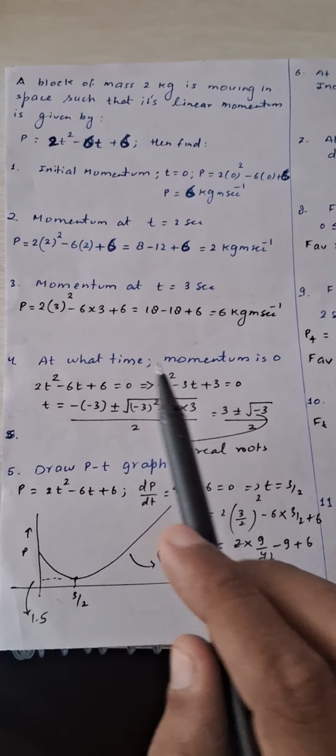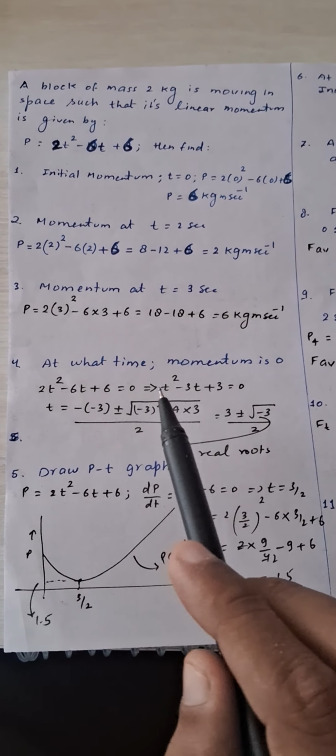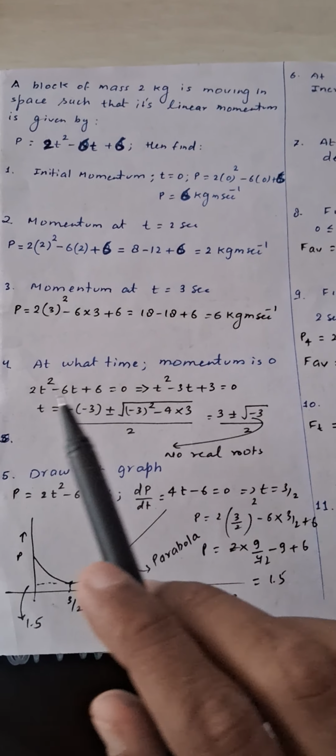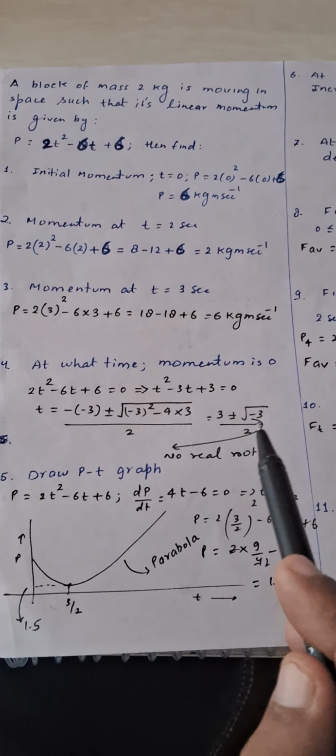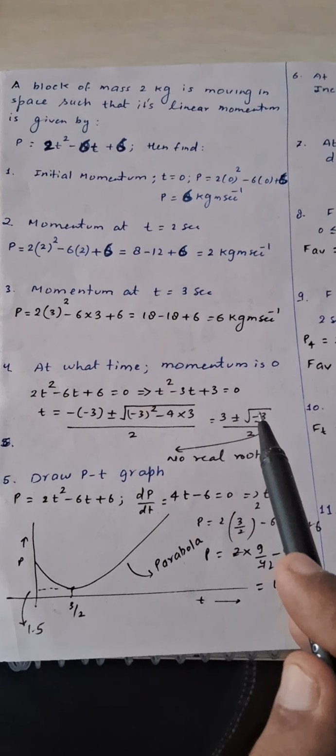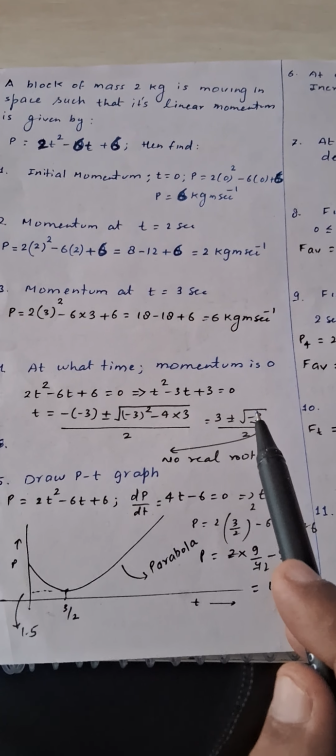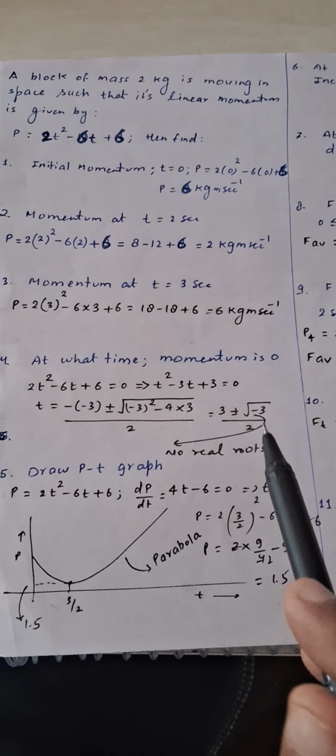Then there is a question: at what time is momentum 0? So you just equate momentum to 0. That will be a quadratic equation, so the roots will be this. Since there is a negative inside the root, that means there are no real roots of this particular equation.